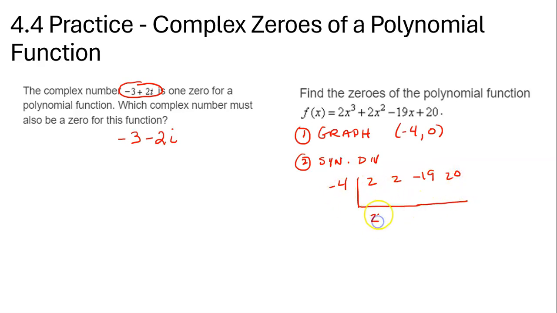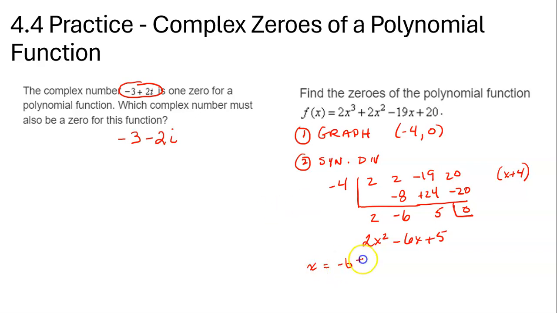So the 2 comes down, that's -8, -6, positive 24, 5, that's -20, and that's 0. Okay, so we know that x plus 4 is a factor, and we're left with 2x squared minus 6x plus 5. So we're going to use the quadratic formula, which is not my favorite.